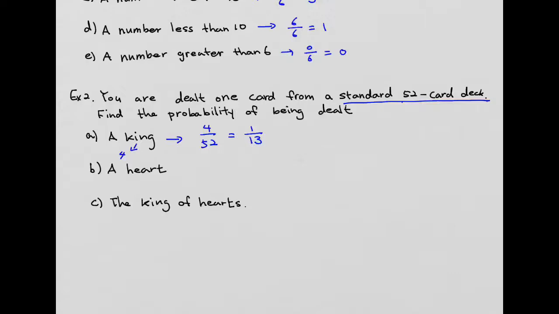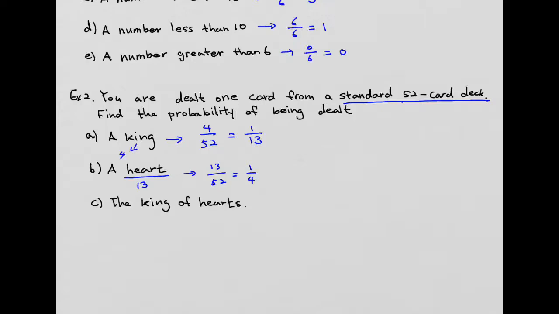And hearts. Remember, hearts have 13 cards. So each shape has 13 cards. So there will be 13 different cards. So the chance of getting a heart is 13 over 52, which is going to be 1/4.